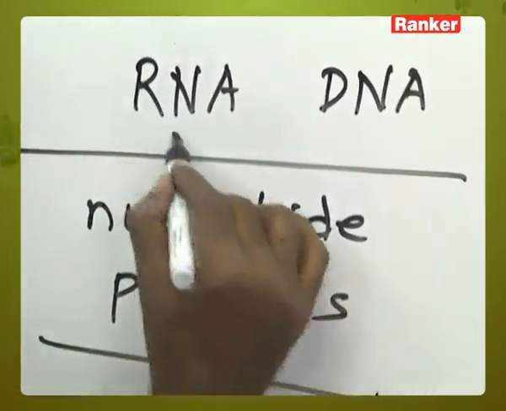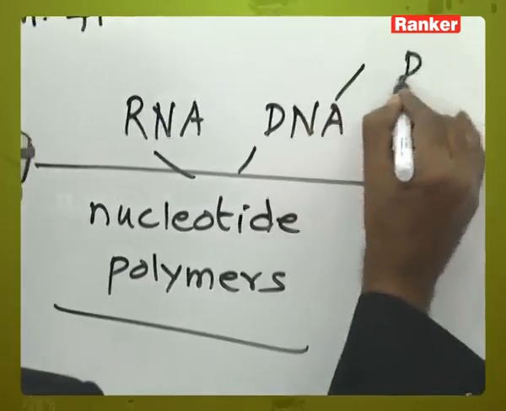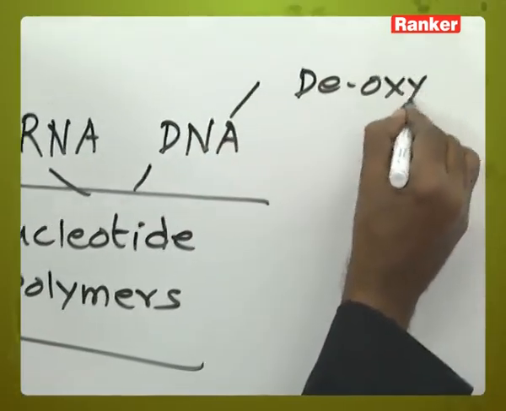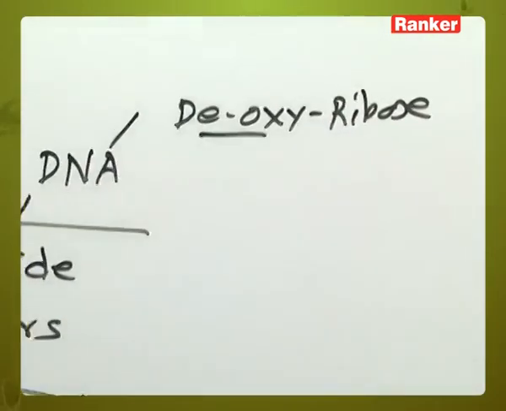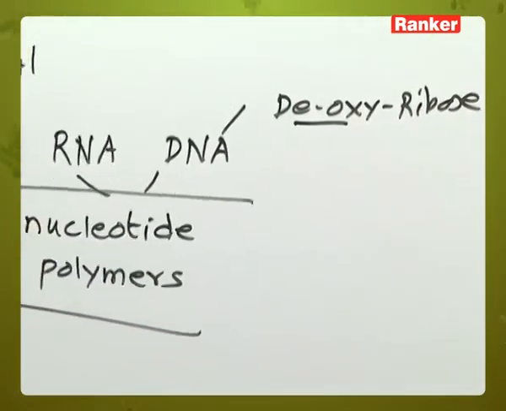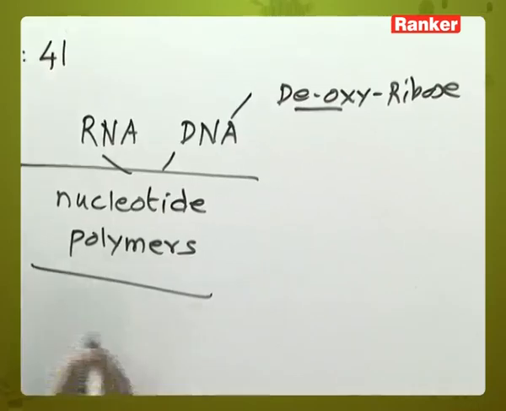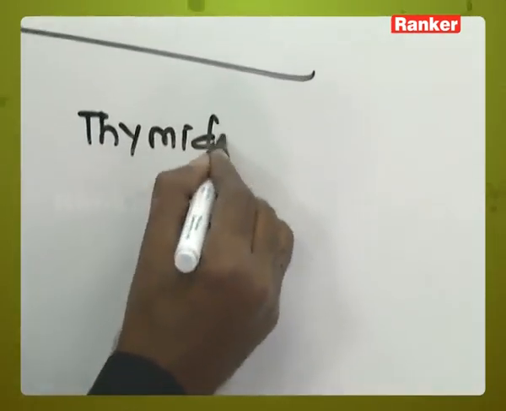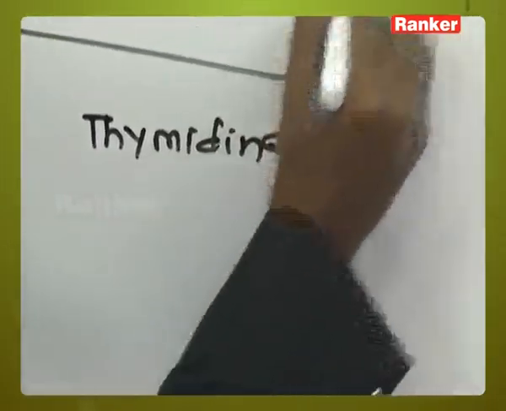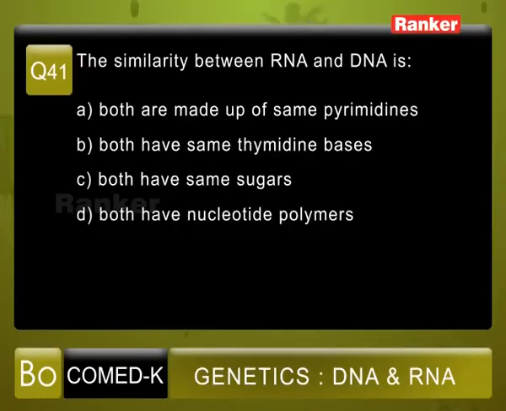And how do they differ? DNA has deoxyribose sugar, where oxygen is removed. And primarily they differ in terms of the presence or absence of thymidine. So the correct answer is the nucleotide polymers. That is, the answer is D.